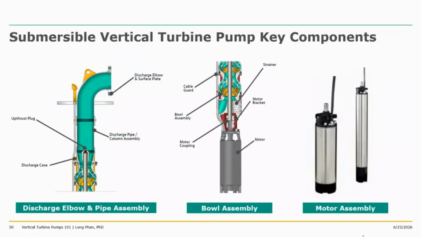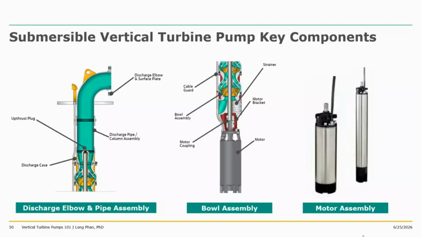Lastly, we look at submersible or vertical turbine pump, right? These pumps are separate from the line shaft turbine pump. So the bowl assembly is similar to the line shaft, except on the top, you will have a column, and then discharge elbow surface plate.